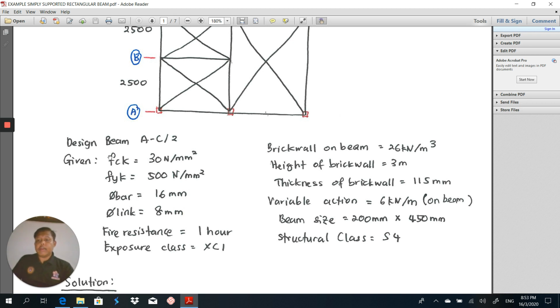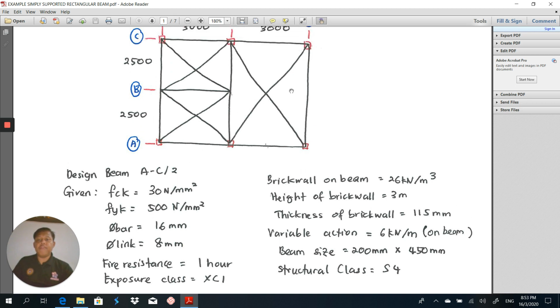The characteristic strength of the concrete is 30 Newton per millimeter square. The characteristic strength of steel is 500 Newton per millimeter square. The diameter of bar for the initial assumption is 16 millimeter. The diameter of link is 8 millimeter. Fire resistance is 1 hour. Exposure class is XC1. The brick wall on each of the beams has a unit weight of 26 kilonewton per meter cube. The height of the brick wall that is connected to this beam is 3 meter, and the thickness of the brick wall is 115 millimeter.